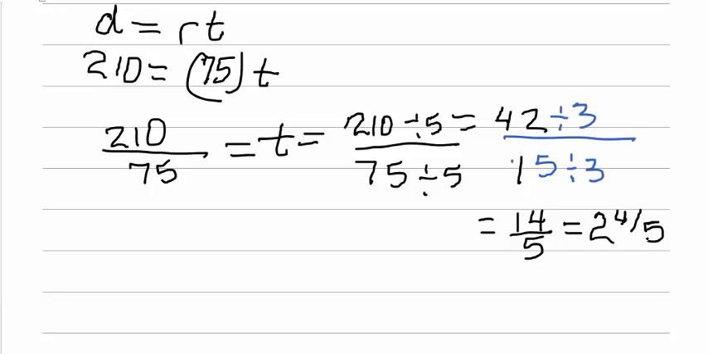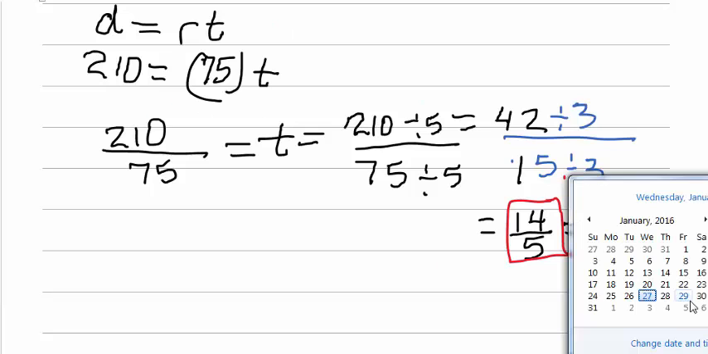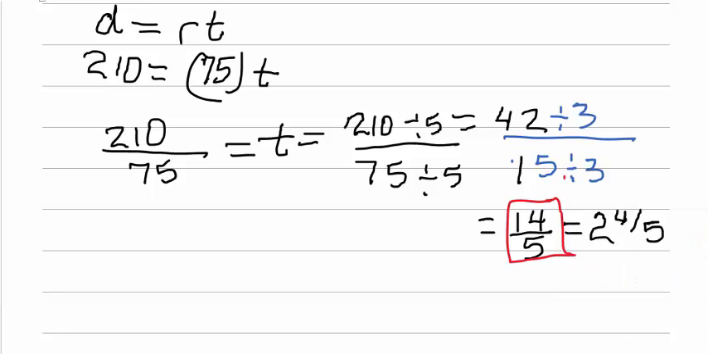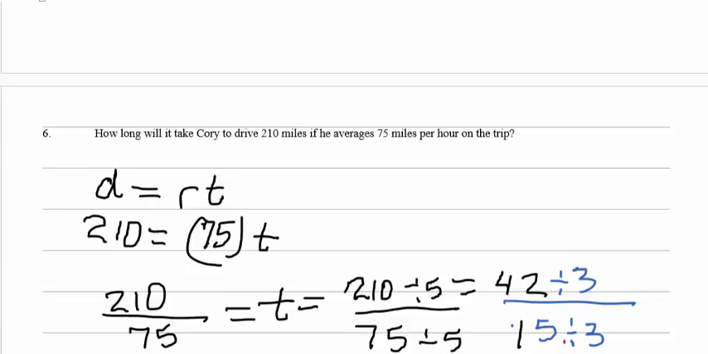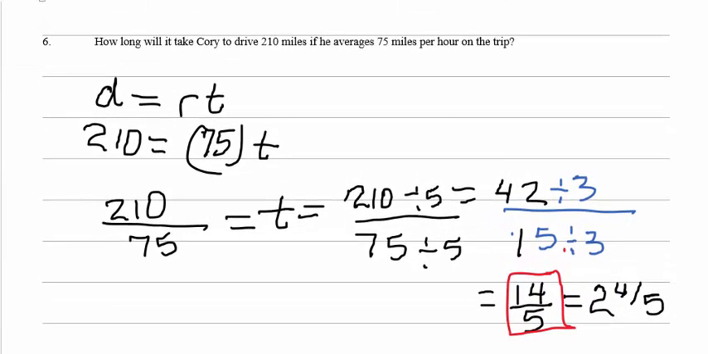Chances are great that your MyMathLab won't accept a mixed number, so you would have to enter in 14 over 5. Let's look back at what our question was here. Our question was, how long will it take Corey to drive 210 miles if he averages 75 miles per hour on the trip? So it takes him almost 3 hours, but not quite.